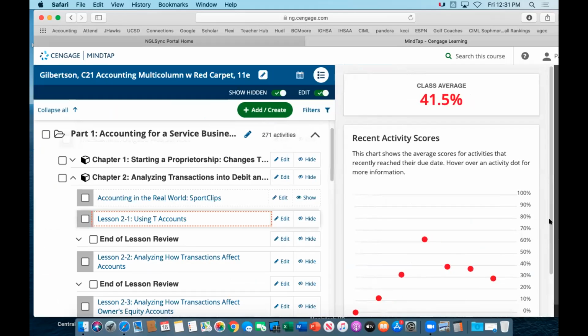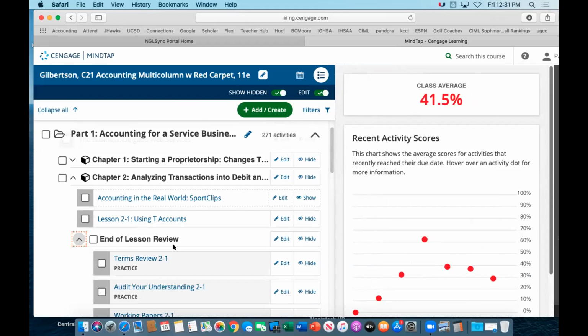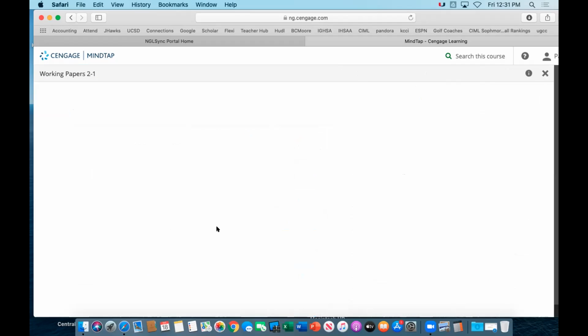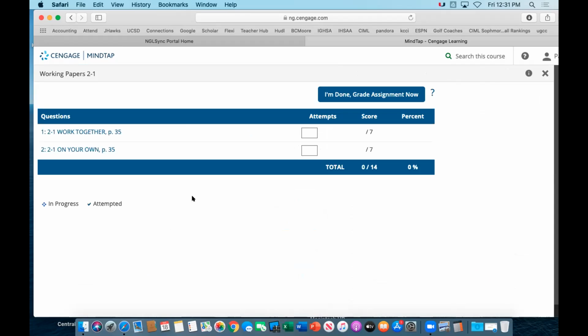Okay. So let's go look at 2-1 work together. You can always do these things on your own. It doesn't matter. But we're going to do the work together. We're never going to do the on your own this year because of the way the class is set up with less time. You're always more than welcome to do them. Just practice. Okay, but we're going to do the work together.